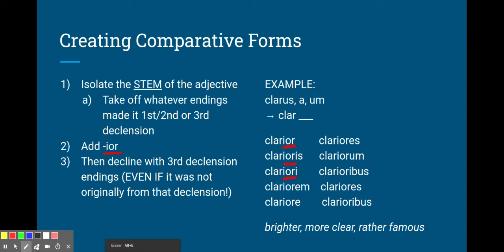So the example here of clarus, -a, -um, which means bright or famous: brighter, more clear, rather famous. Any one of those translations will do for the comparative degree.